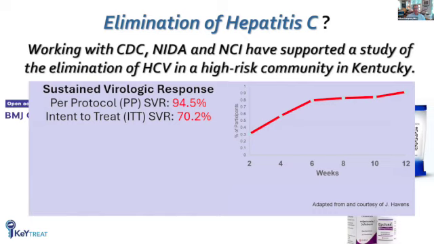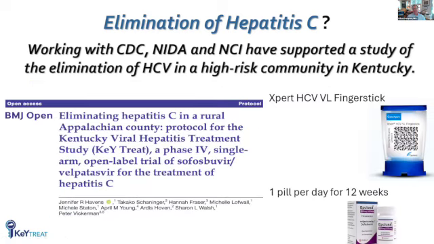The key issue here is that they've been doing both on-site testing using a rapid testing protocol and the expert HCV finger stick and RNA testing on-site. So in 1 hour they could determine the presence of hepatitis C antigens.